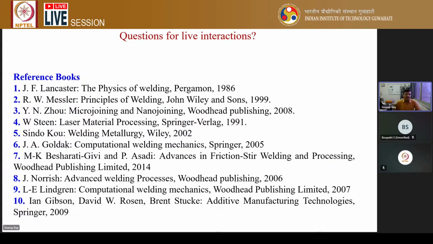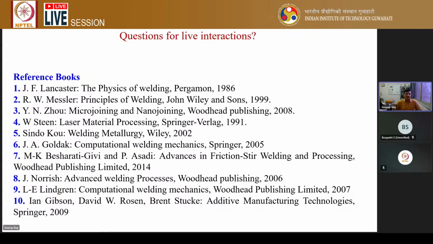That can be better explained in reference 8. Similarly, reference 9 also goes in a similar direction, computational welding mechanics. So the analytical solution of the different problems associated with welding can be better explained in reference 9. And finally, for additive manufacturing processes, we can use reference 10.